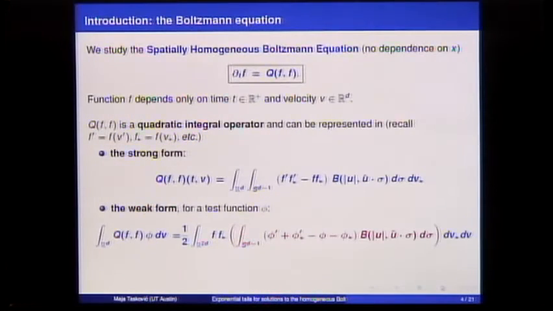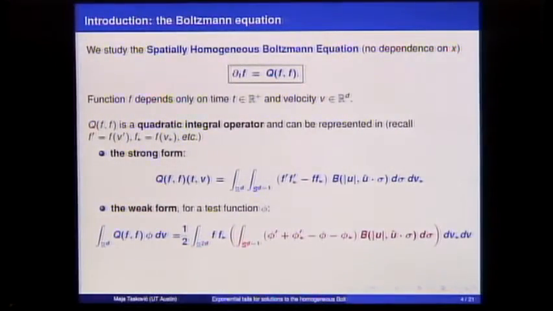So the introduction. You heard a lot about the Boltzmann equation in the past few days, and so by now you know that it models a rarefied gas in which particles collide 2 at a time. And the equation is an evolution equation of the probability of finding a particle at time t, velocity v, and position x. However, in this talk, I'm working with the spatially homogeneous Boltzmann equation, so we don't have the x variable, just time and velocity. And in that case, the equation simplifies to this form.